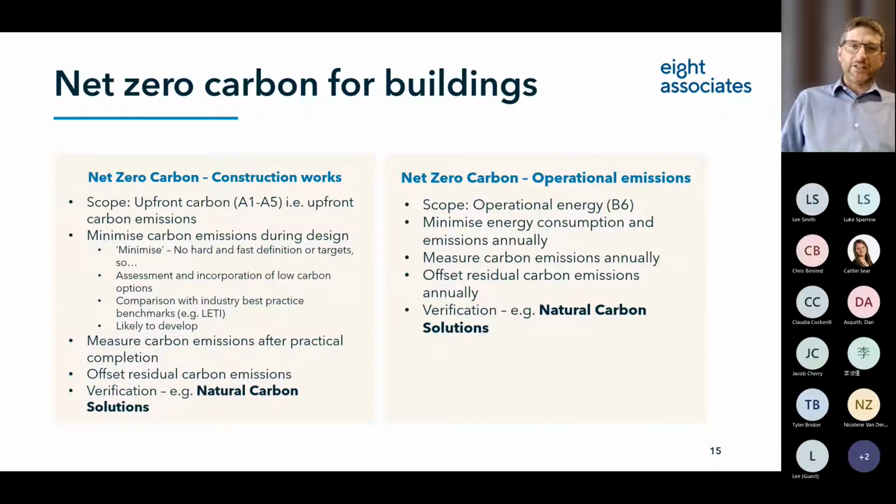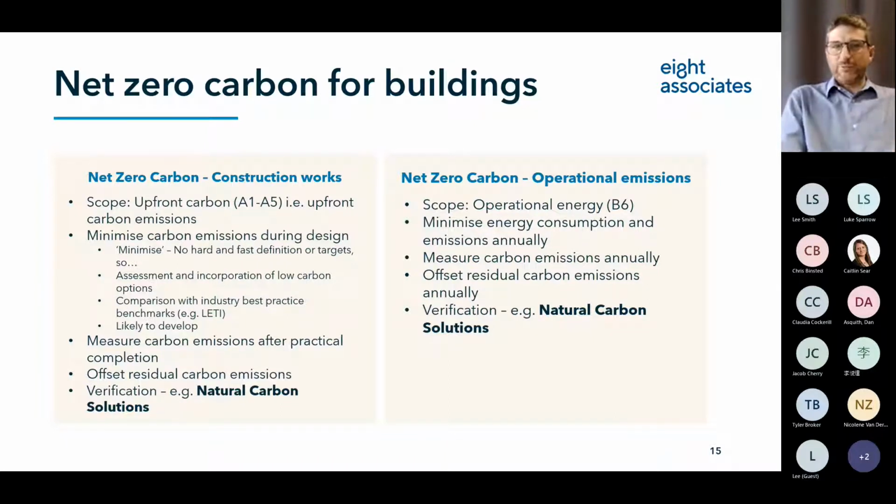Then you have the measuring as built, and it has to be done as built because then it shows the actual carbon emissions for the construction projects. All the designs happened, all the constructions happened, so it's an accurate reflection of carbon emissions at that stage. And then that also tells you the residual carbon, how much you need to offset to claim that the construction was net zero carbon, and that can all be verified, such as through our sister company here called Natural Carbon Solutions.